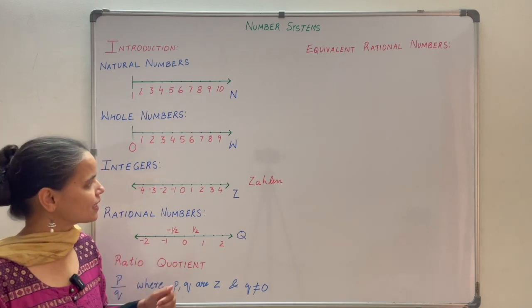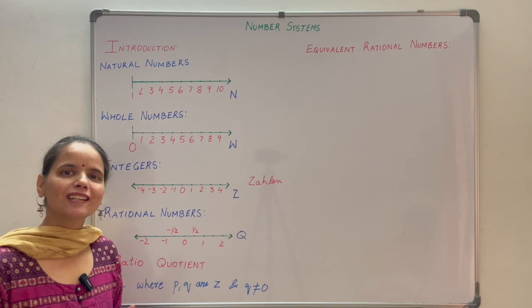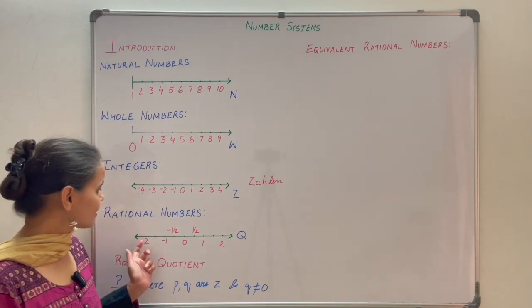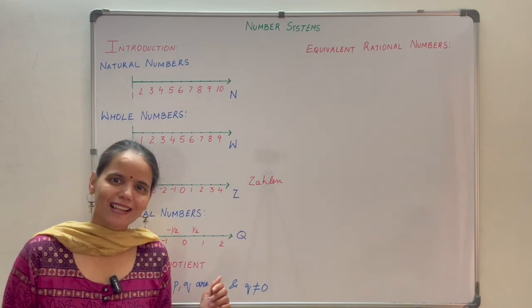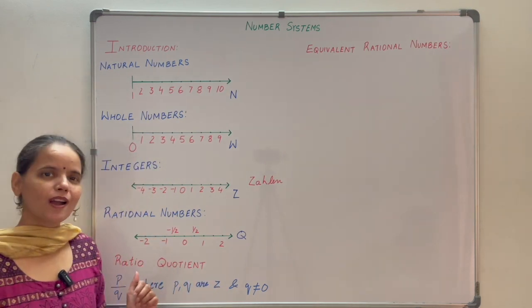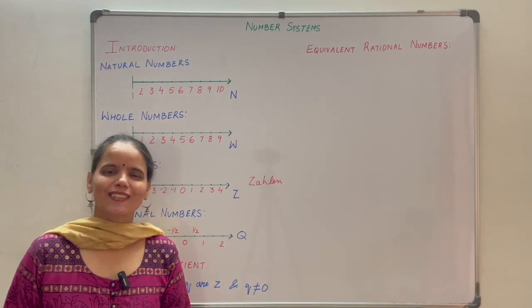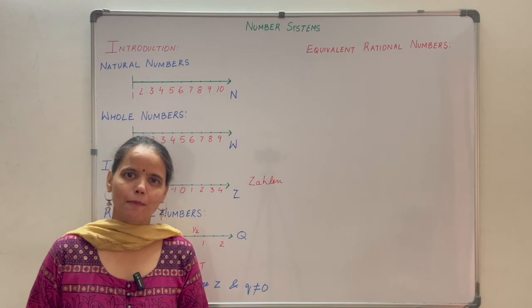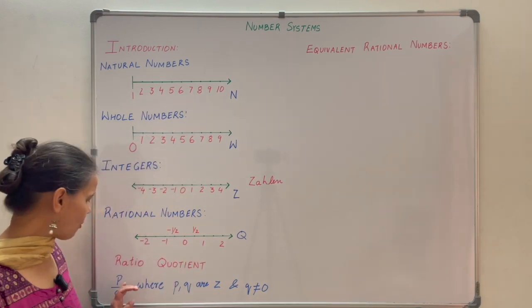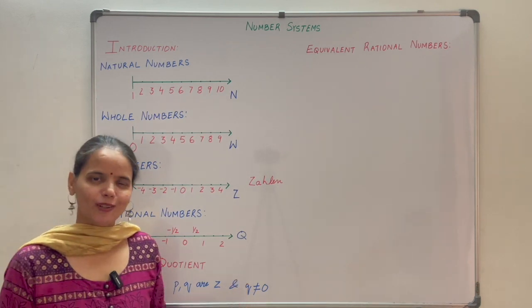But you can clearly see the difference between the number line of integers and that of rational numbers. Rational numbers are represented by the symbol Q. Rational has come from the word ratio and Q has come from the word quotient. Let us quickly recall the definition of a rational number. A number R is called a rational number if it can be written in the form of P by Q, where P and Q are integers and Q is not equal to 0.